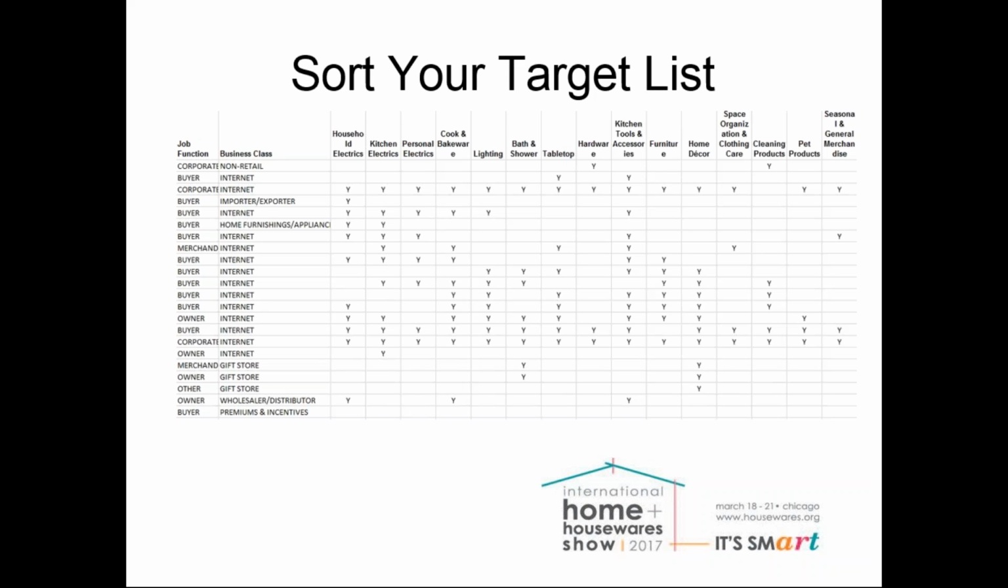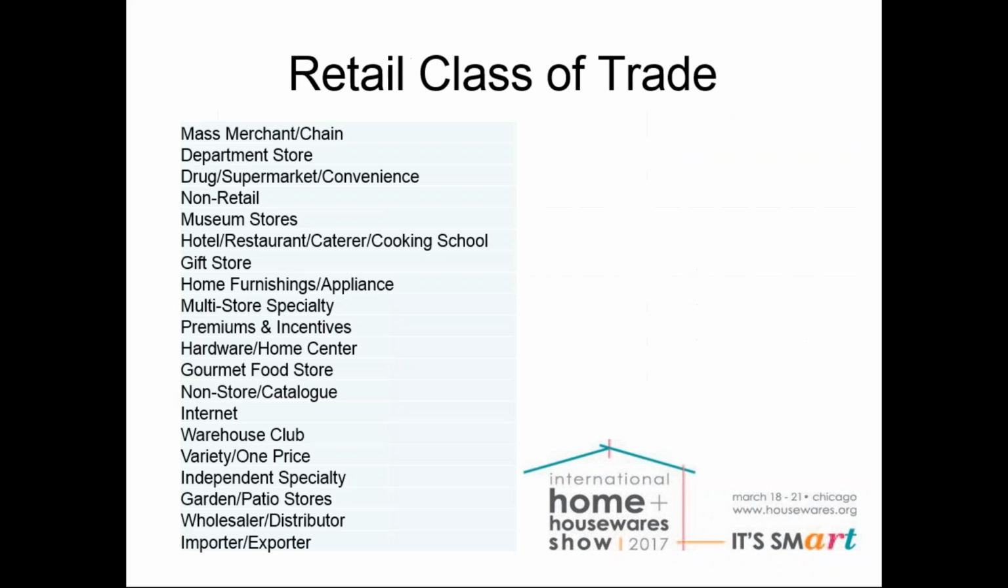You can see the business class, that is to say the retail class of trade. And then a whole bunch of Ys out there to the right, and those Ys are the yeses on the categories that they came to the show to buy. And we'll talk a little bit more about what those are and how to use those in just a second.